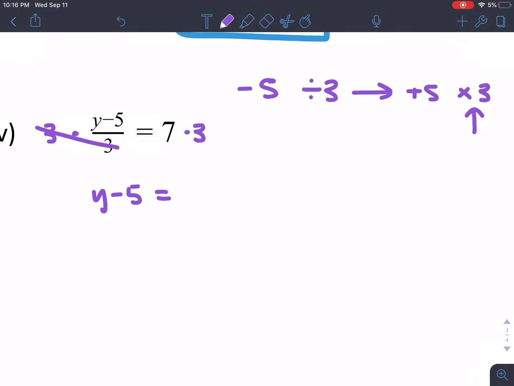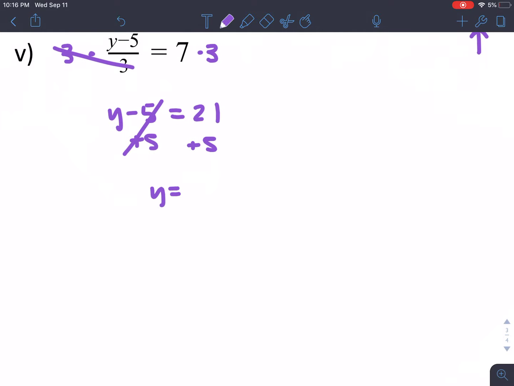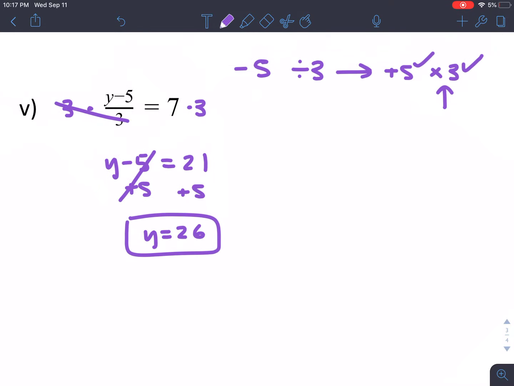So that leaves me with y minus 5 equals, and then 7 times 3 is 21. Now we have a one-step equation. I have already done the times 3, so now I need to add 5 to both sides. So y equals 26, and that's it. Again, if you want to verify that, you can put it back into the original equation. So 26 minus 5 gives me 21, divided by 3 gives me 7. So that is what we were looking for.